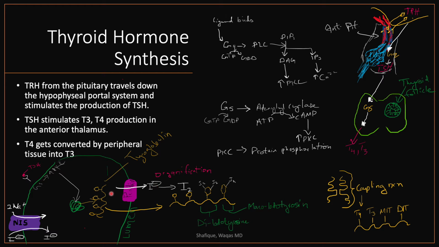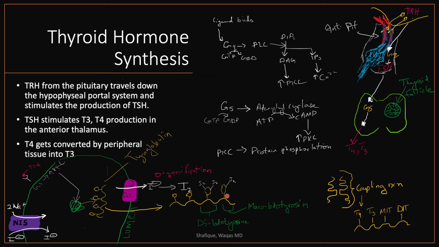Once you have the thyroglobulin and the iodine in the lumen, thyroperoxidase causes reactions. One reaction is organification, where it converts the iodine ion into iodide, and then attaches the iodide onto the tyrosine molecules. If it attaches 2 iodide ions onto a tyrosine molecule, that's known as diiodotyrosine. And if it attaches 1, that's known as monoiodotyrosine.